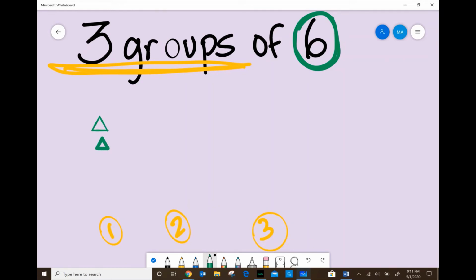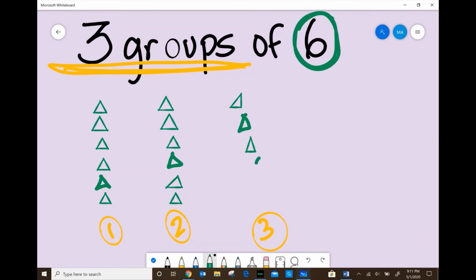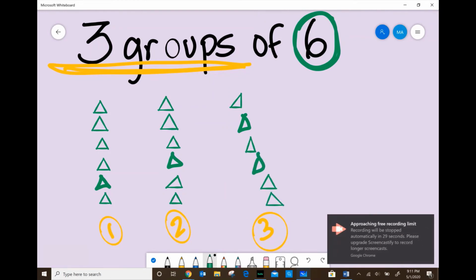So, 1, 2, 3, 4, 5, 6. Six for my first group. Whatever you do in the first group, you're going to do it to every group. 3, 4, 5, 6. 1, 2, 3, 4, 5, 6. So you're going to have six in each of the groups.